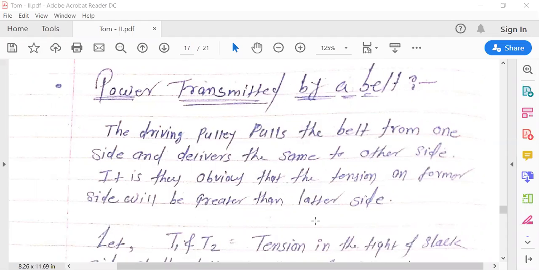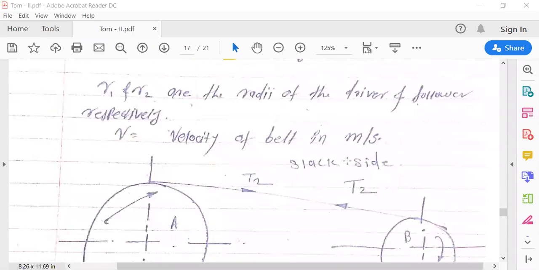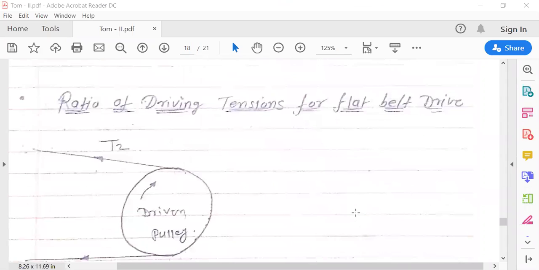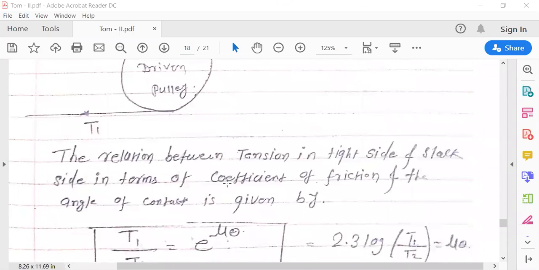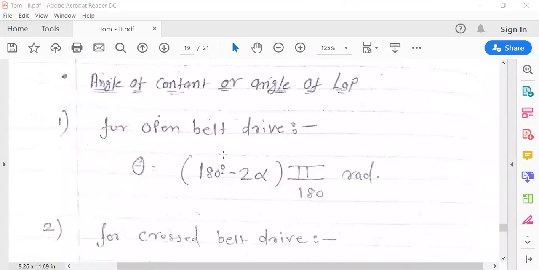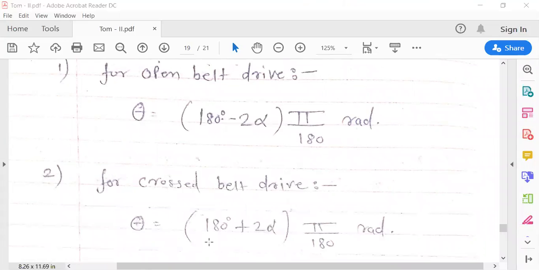We have already discussed the power transmitted by a belt, that is P is equal to (T1 minus T2) into V in watts. The ratio of driving tensions, T1 upon T2, is equal to e raised to mu theta. And the third formula is for the angle of contact or angle of lap. For open belt drive, theta is equal to (180 minus twice alpha) into pi by 180 radians. For cross belt, theta is equal to (180 plus twice alpha) into pi by 180 radians.